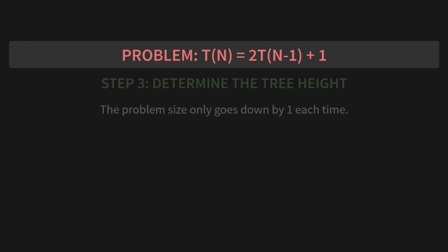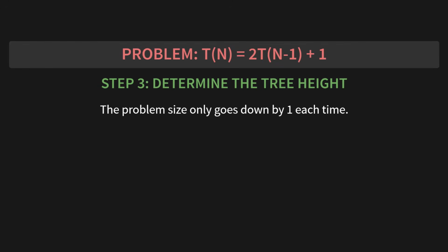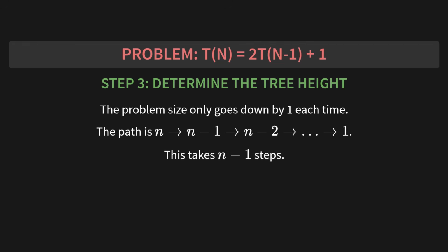Step 3. Determine the tree height. This is where things get really different from divide and conquer. The problem size only goes down by 1 each time. The path is n to n minus 1 to n minus 2, all the way down to 1. This takes n minus 1 steps. So, the height of the tree is O of n.